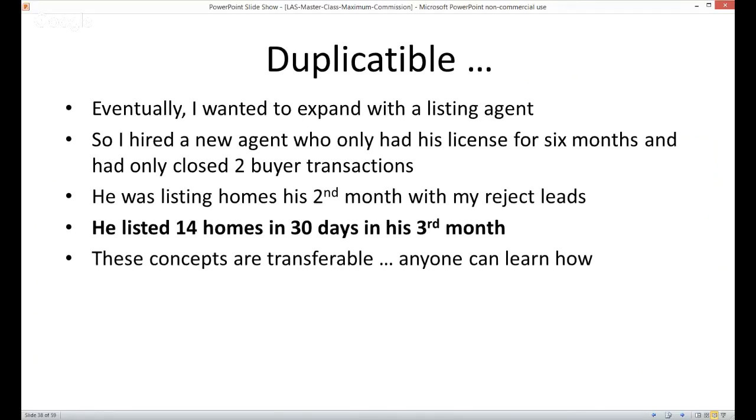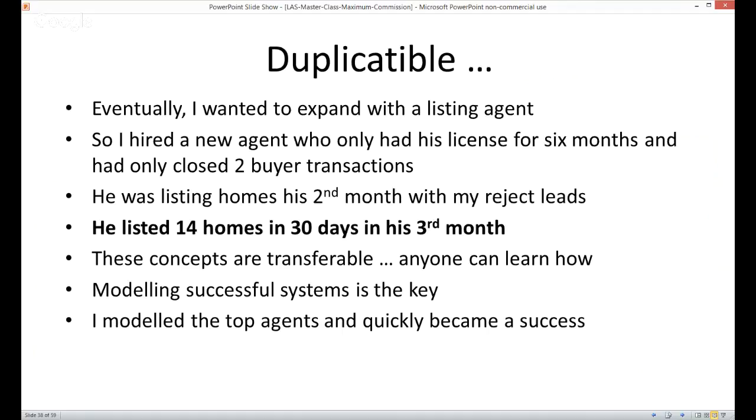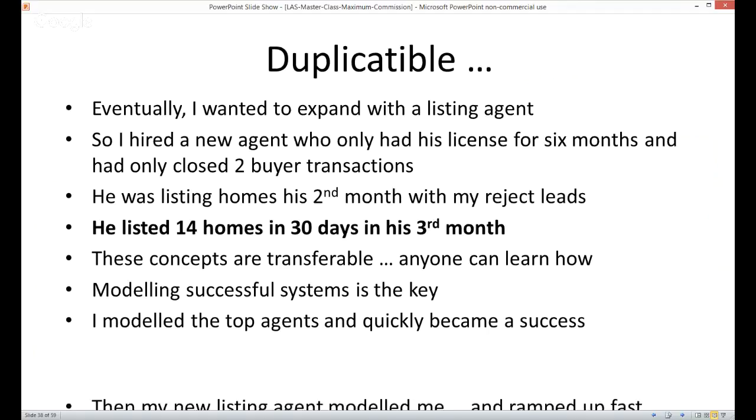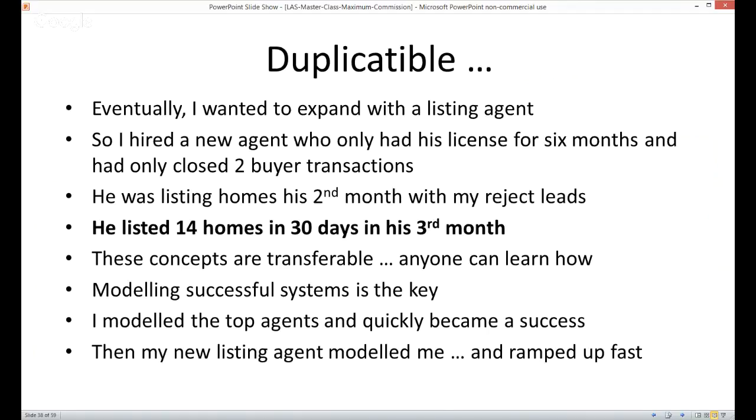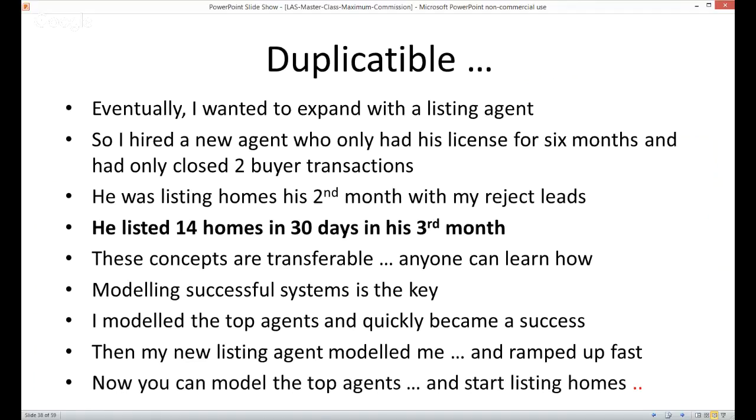Well, these concepts are transferable and anyone can learn how. Modeling successful systems is the key. I modeled the top agents and quickly became a success. Then my new listing agent modeled me and ramped up fast. Now you can model the top agents and start listing homes at a rapid rate too.